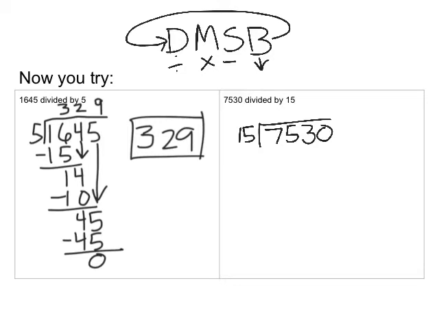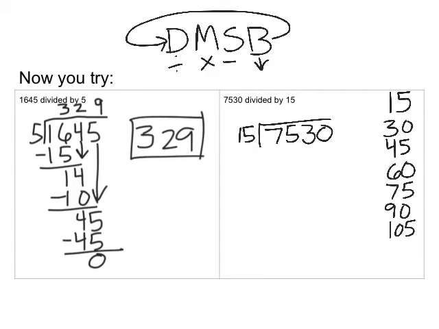So here we have 7,530 divided by 15. Now 15, that's a big number. Whenever I have a number where I don't know the times tables off the top of my head, and for you that might be a lot of them, and that's okay, you're going to write down your 15s, or you're going to write down the numbers. So I'm going to write 15, 30, 45, 60, 75, 90, 105. And this way, as I'm doing my division, it's just going to be a little bit quicker for me.